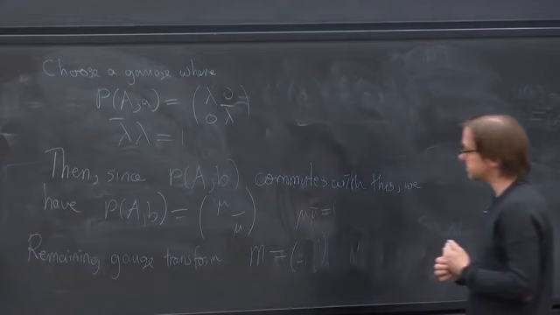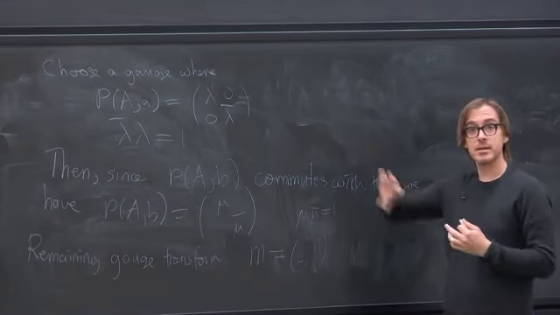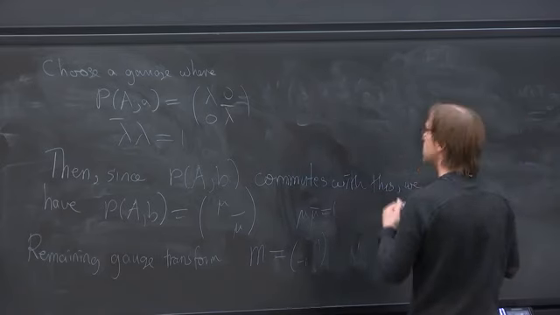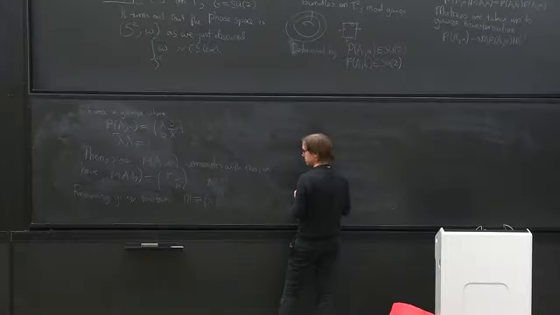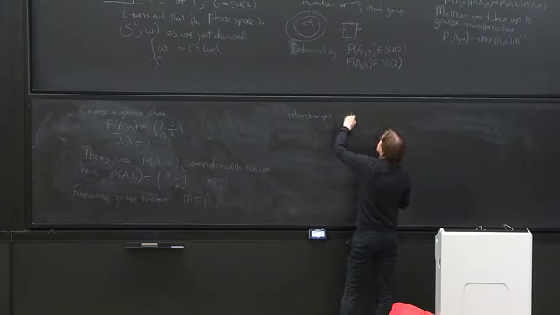By this matrix, that interchanges lambda and lambda bar. So I get this. Wow, maybe I didn't write down the right matrix. There is a remaining gauge transformation which interchanges lambda and lambda bar.